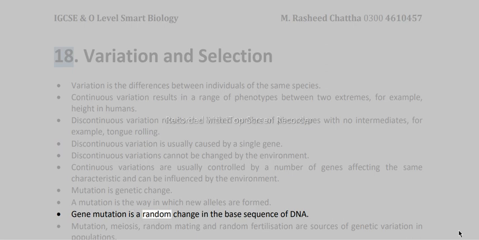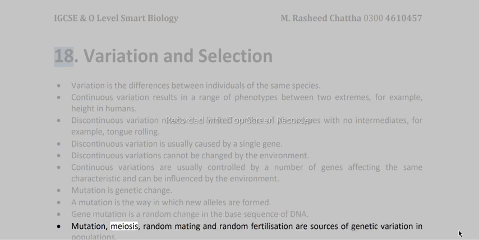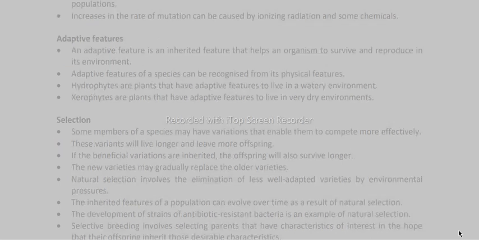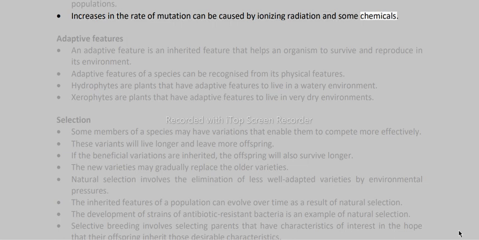Gene mutation is a random change in the base sequence of DNA. Mutation, meiosis, random mating and random fertilization are sources of genetic variation in populations. Increases in the rate of mutation can be caused by ionizing radiation and some chemicals.